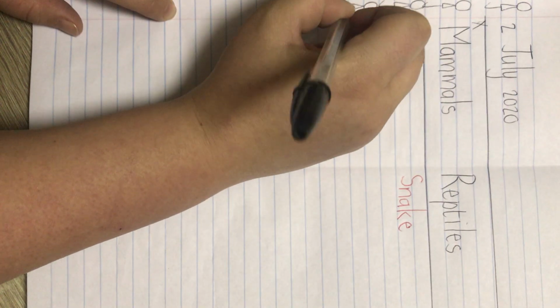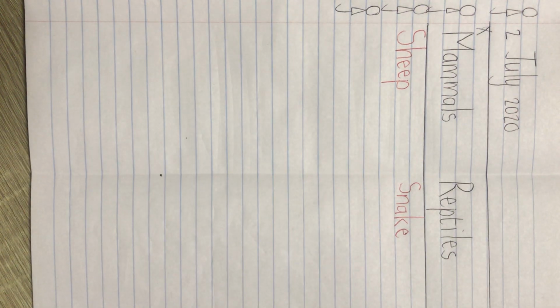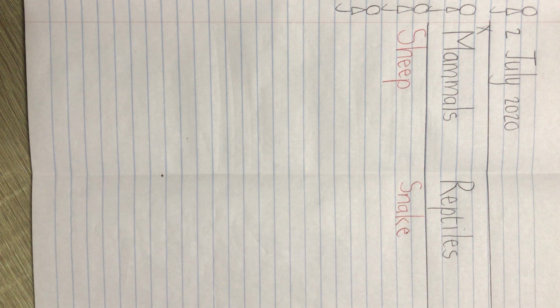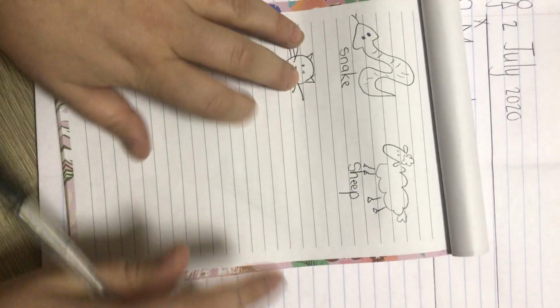Write the word cat. Remember your Minky Monkeys. Write the word cat underneath mammal or reptile. If you think a cat is a mammal, write the word cat. If you think a cat is a reptile, write the word cat on this side. Okay, the next one.